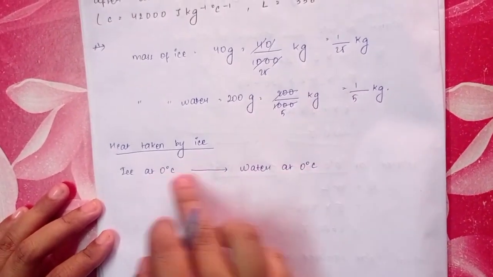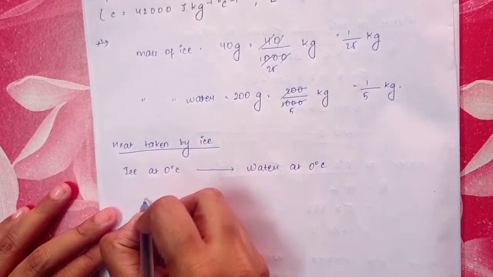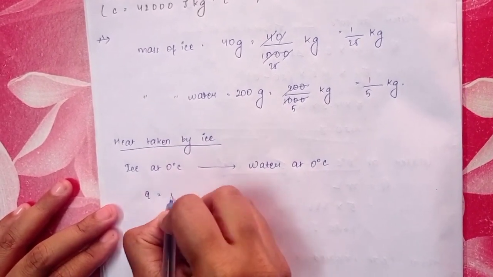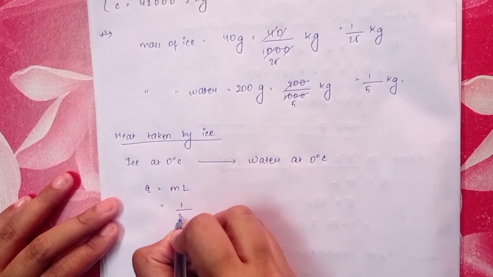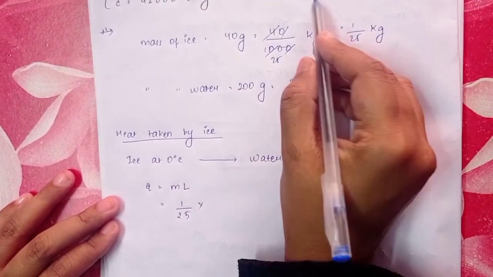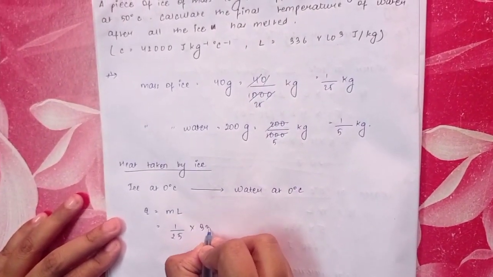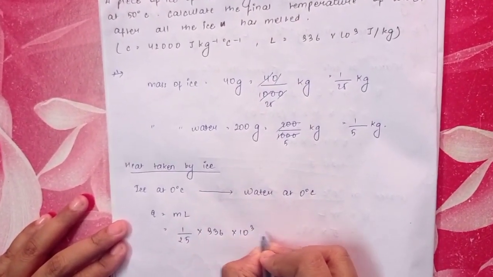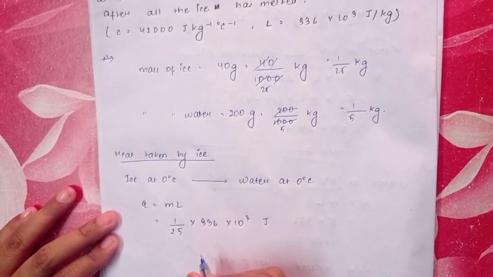So see, the temperature is same. That means we have to use the specific latent heat formula. So we know the heat is M into L. So the mass of ice was 1 by 25 kg and the value of L was given as 336 into 10 to the power 3. So 336 into 10 to the power 3. This amount of heat is taken by ice while melting.